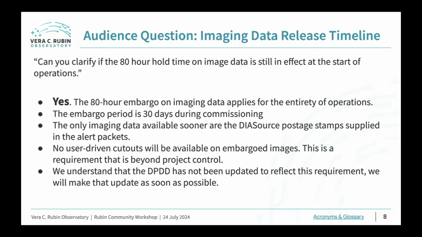The 80-hour embargo on imaging data applies for the entirety of operations. And note that this embargo period is 30 days during the commissioning period. So in fact, the 80 hours is what it comes down to when we start operations, and it will not change. The only imaging data that will be available on a shorter than 80-hour timescale are the postage stamps that come in the alert packets.